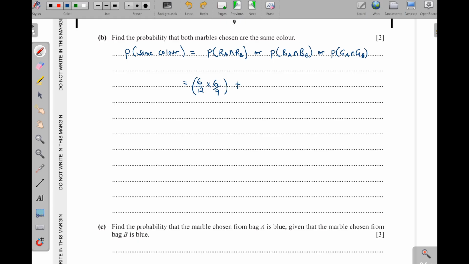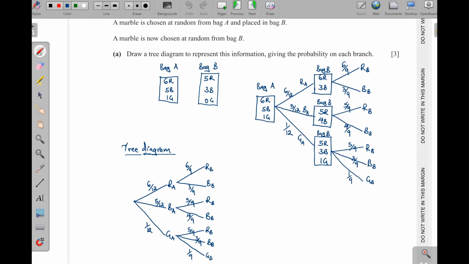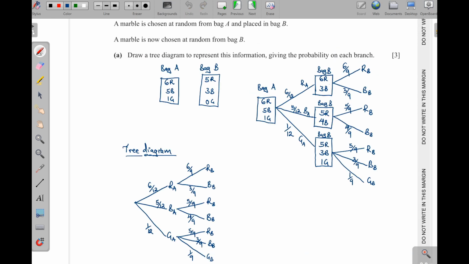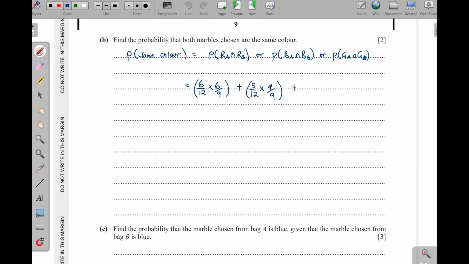Then blue from A and then blue from B, we have 5/12 and then 4/9. Then green from A, green from B, 1/12 times 1/9. 6 times 6 is 36. 12 times 9 is 108.